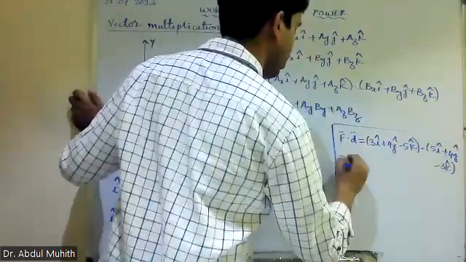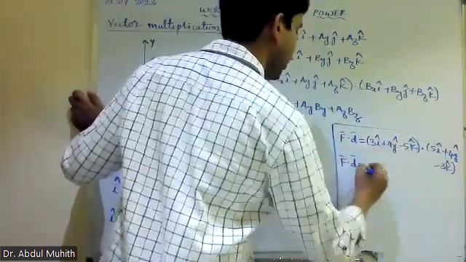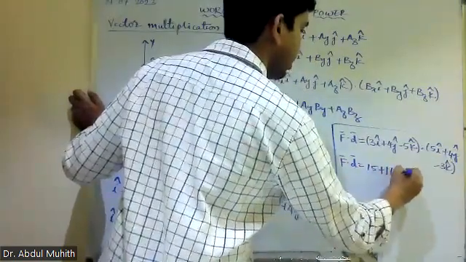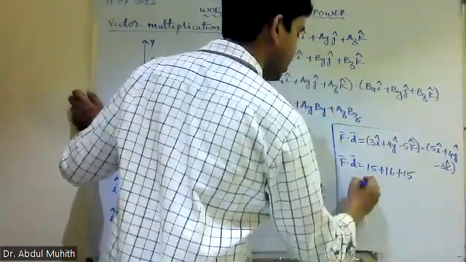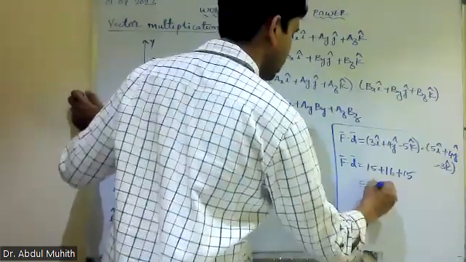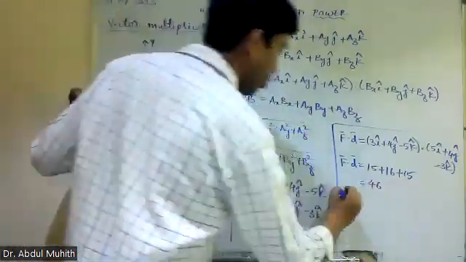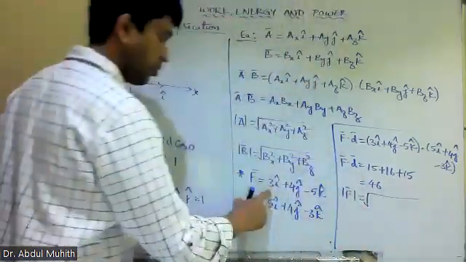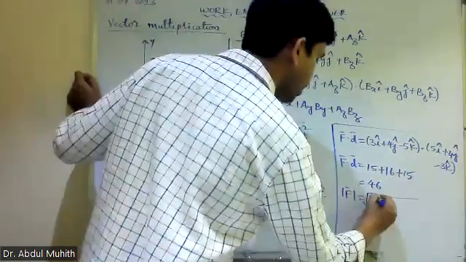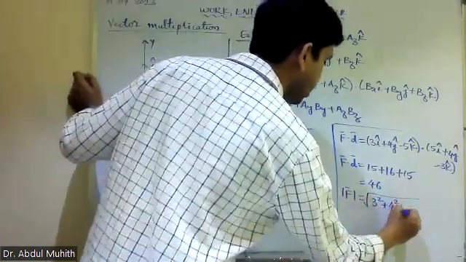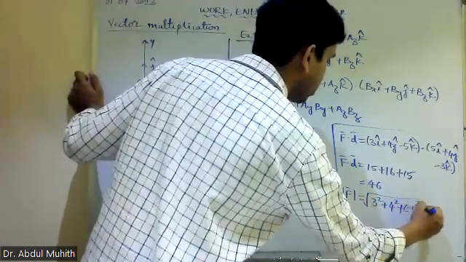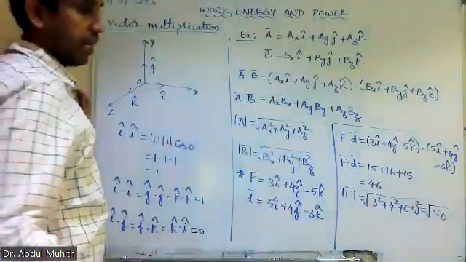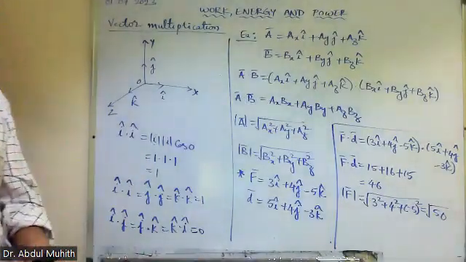So F dot D equal to what? 3 into 5 is 15, plus 4 into 4 is 16, plus 5 into 3 is 15. So how much is it? 30, 40, 46. 46. Now, modulus of F is how much? Under root of 3 square plus 4 square plus minus 5 whole square. So that is root of 9 plus 16 plus 25.